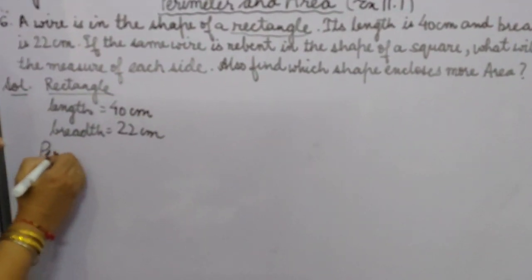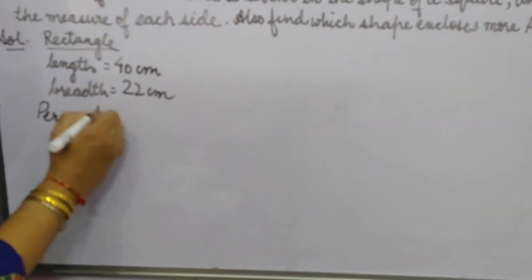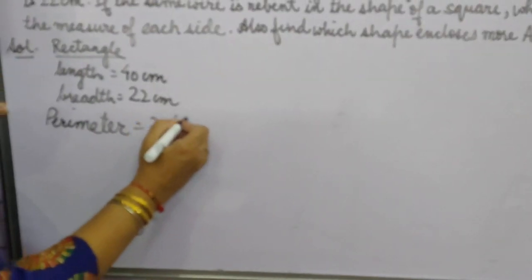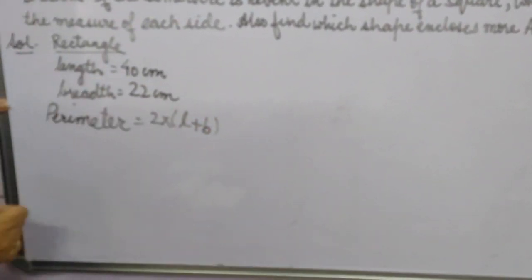So let us find out the perimeter of this rectangle. 2 multiply (L plus B). Why are we finding out the perimeter here?